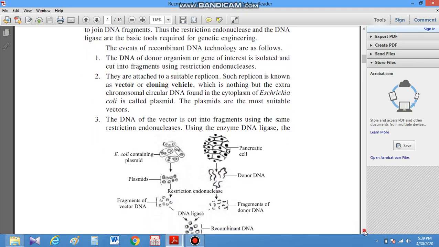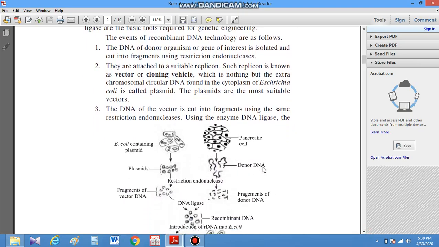First we isolate the donor DNA of interest and then we incorporate it into a vector or cloning vehicle, which is basically a plasmid, and a plasmid has the ability to replicate autonomously, independent of the bacterial cell. Both plasmid and donor DNA are treated with restriction endonuclease, and after that there will be fragments of vector DNA and fragments of donor DNA.